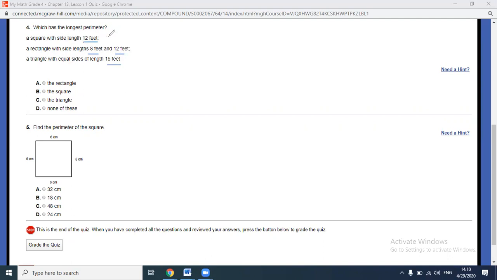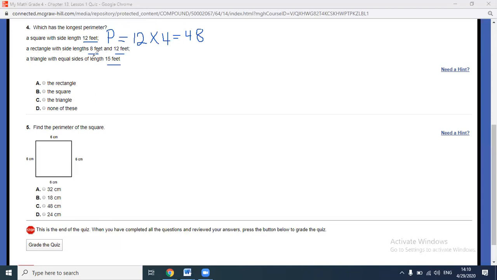Okay, the perimeter of a square. The perimeter of a square equals what? Side length times by 4. The side length given is 12, times by 4. 12 times by 4 equals 48. So the perimeter of a square is 48 feet.